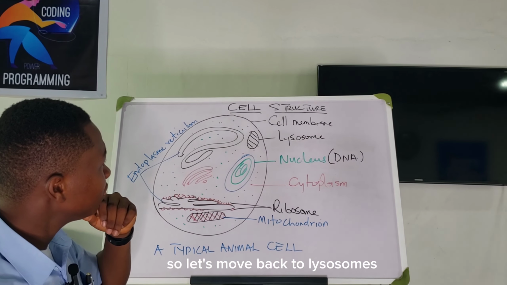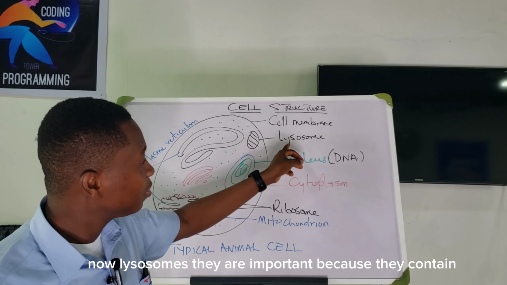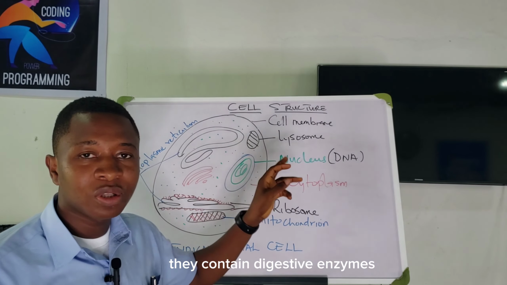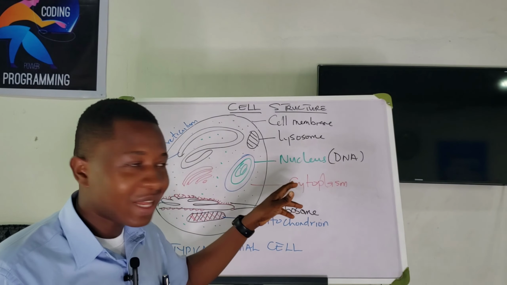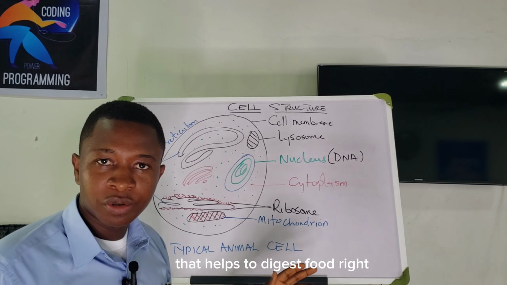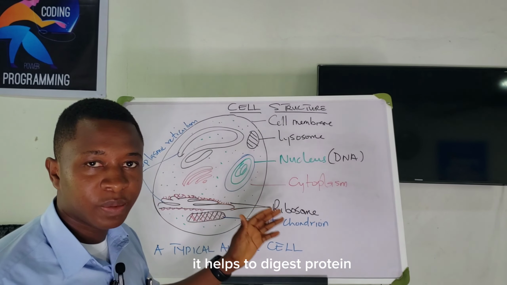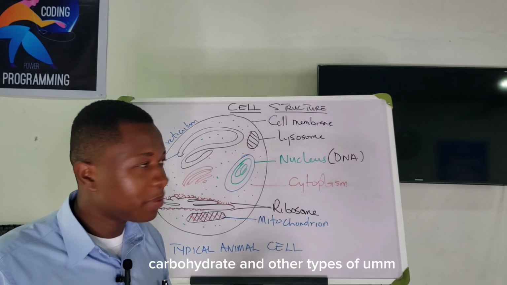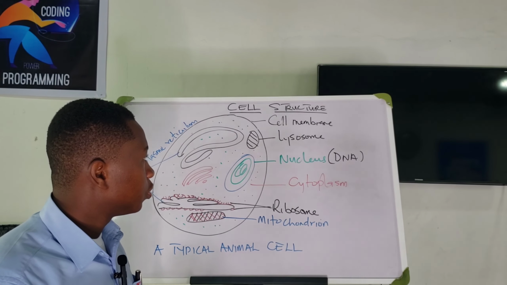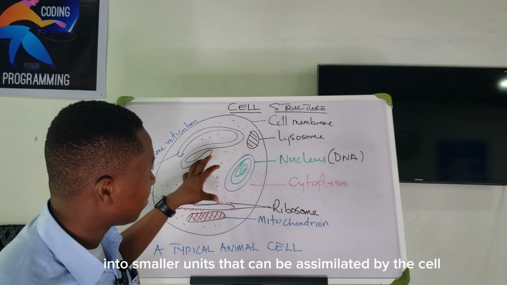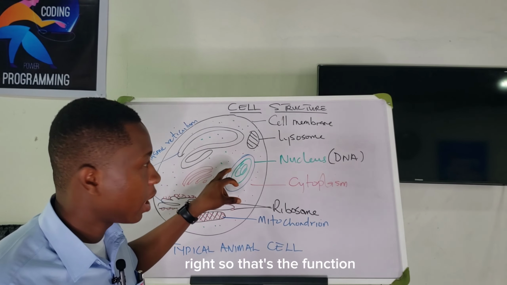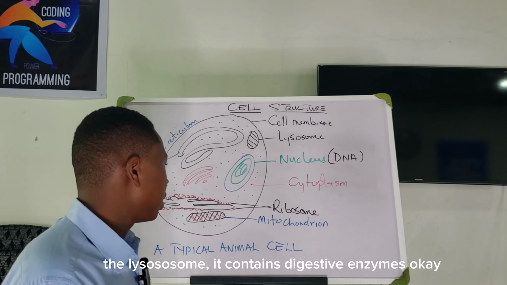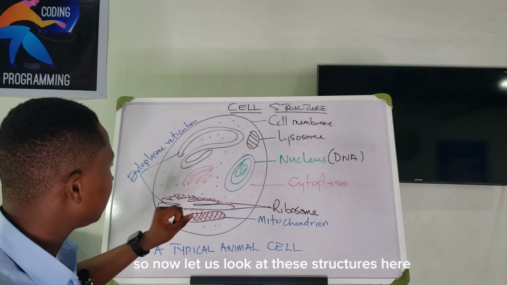So let's move over to lysosomes. Now, lysosomes are important because they contain digestive enzymes that help to digest food. They help to break down proteins, carbohydrates and other types of food into smaller units that can be assimilated by the cell. So that's the function of the lysosome. It contains digestive enzymes.